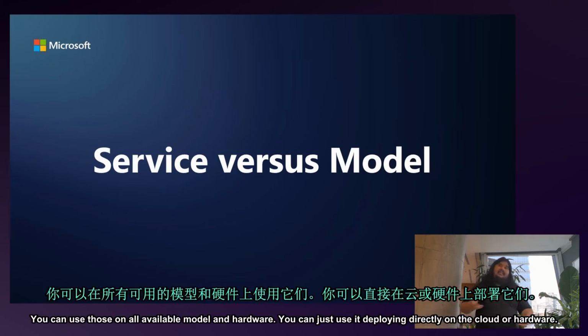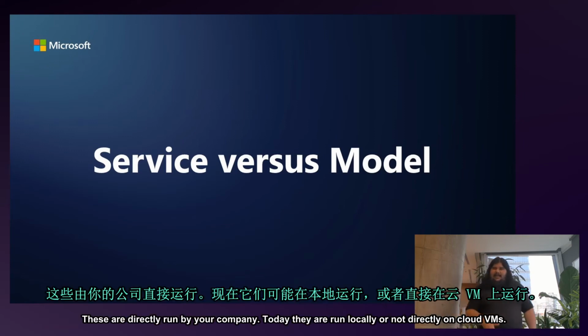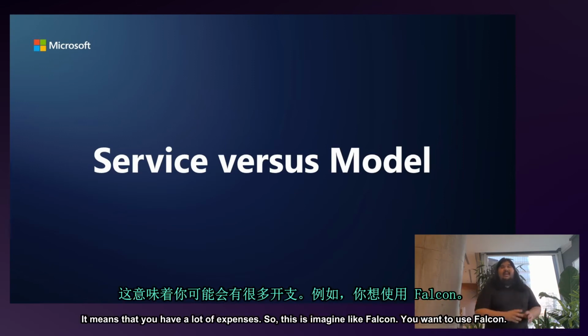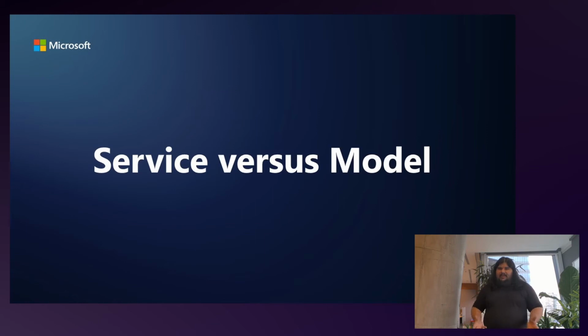You can just use it by deploying directly on the cloud or hardware. These are directly run by your company. They run locally or not, depending on cloud VMs, and you can scale depending on whether you are on cloud or not. If you are on hardware, that means you have a lot of expenses. So, for business, imagine like Falcon. You want to use Falcon. You need to probably deploy it somewhere.